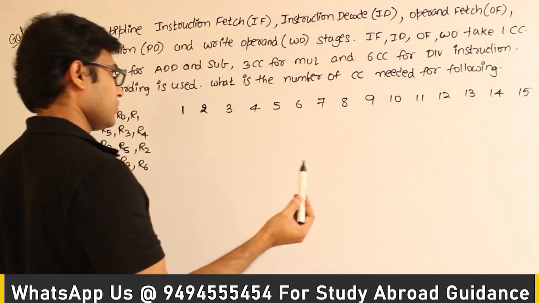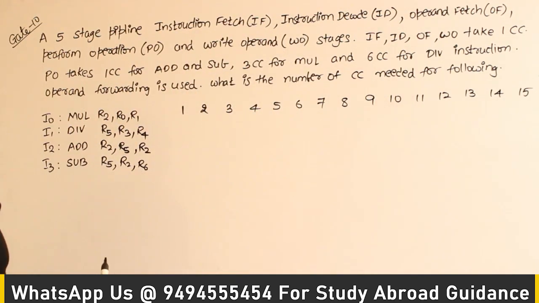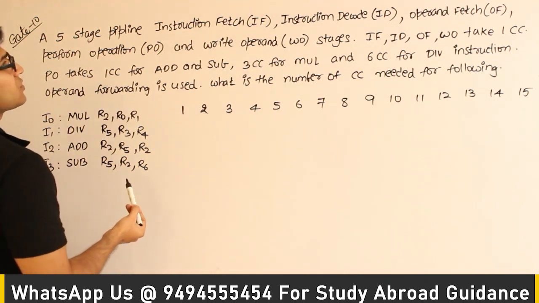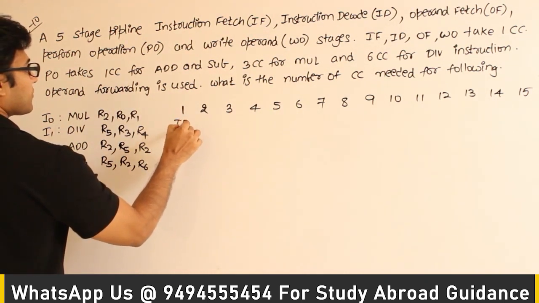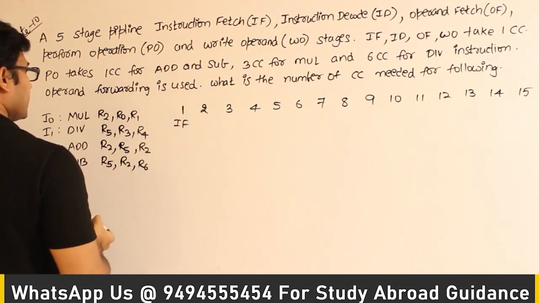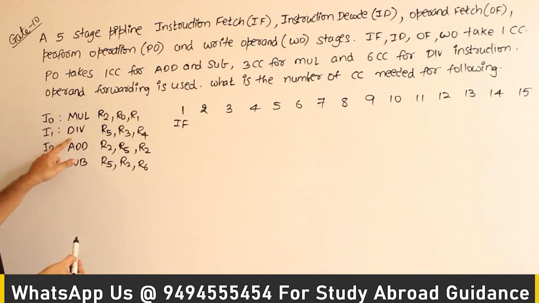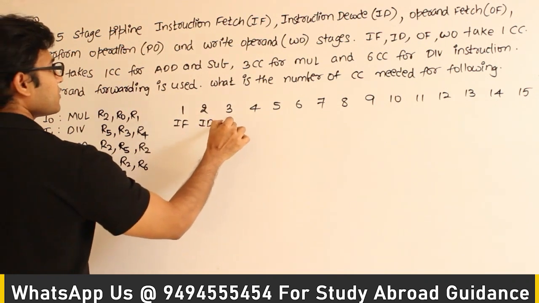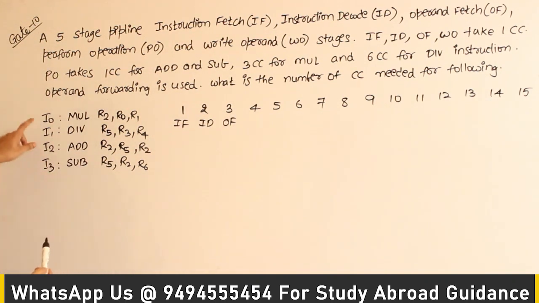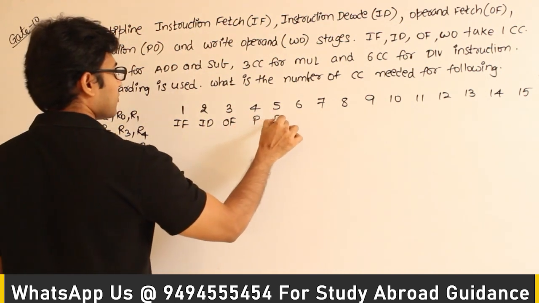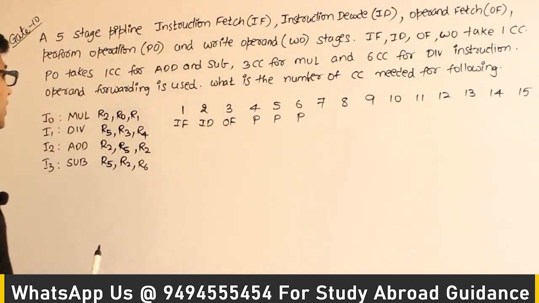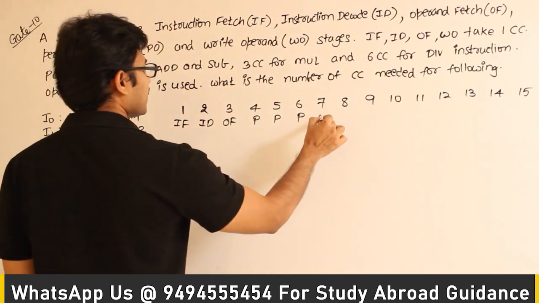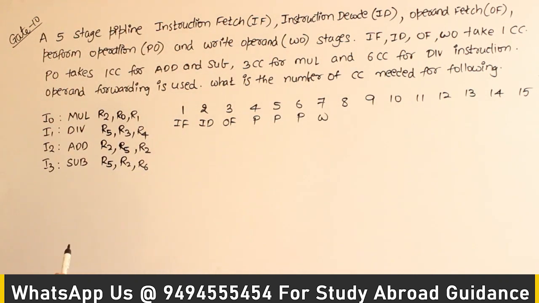Depending on the options, you have to write as many cycles as are required. So let's start with I0. I0 has to start with instruction fetch, IF. Once instruction fetch is over, it has to perform instruction decode, ID, which takes 1 cycle, and then operand fetch, which takes 1 clock cycle. Now the perform operation for multiplication takes 3 clock cycles. Therefore perform operation, perform operation, perform operation, 3 clock cycles, and then write back takes 1 clock cycle. Got it? And after this the next instruction, divide, has to start.